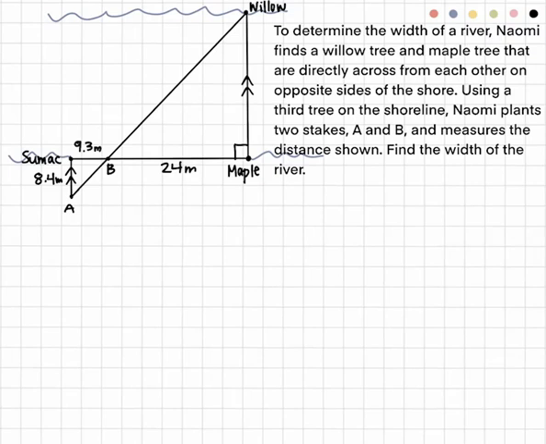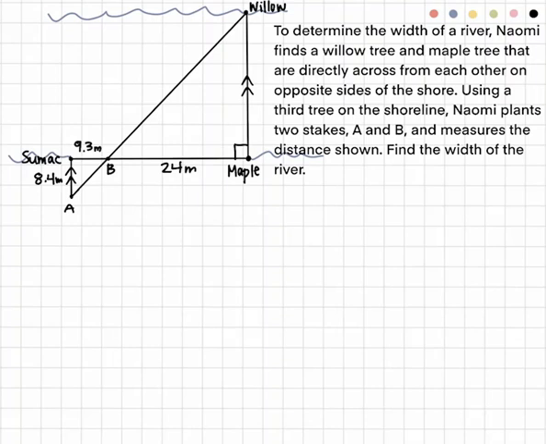I've put up a question here, and this is going to cover Learning Goal 1 and Learning Goal 2 simultaneously. To determine the width of a river, Naomi finds a willow tree and a maple tree that are directly across from each other on opposite sides of the shore. Using a third tree on the shoreline, Naomi plants 2 stakes, A and B, and measures the distance shown. Find the width of the river. Okay, so let's help out Naomi with this problem here.